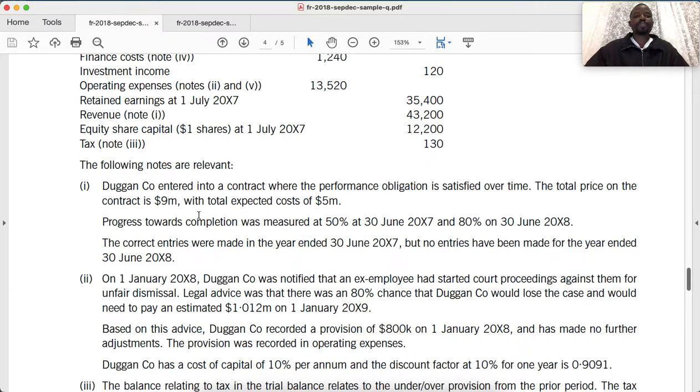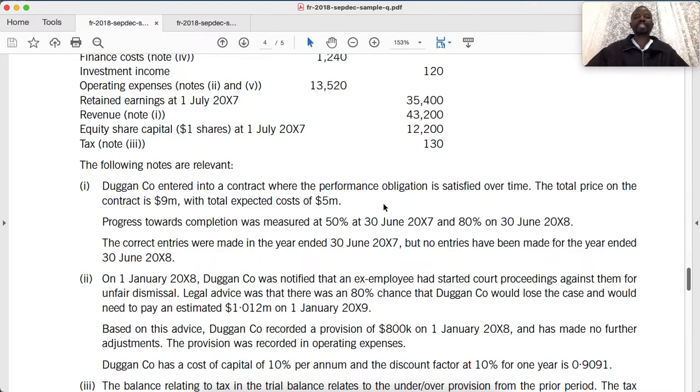So what you have to do first, you have to determine whether this contract is profitable or not. So we say contract price less the cost, we get 4,000 profit. So 4 million profit. So this is profitable. So if it's profitable, we are not going to recognize the profit in a single period.